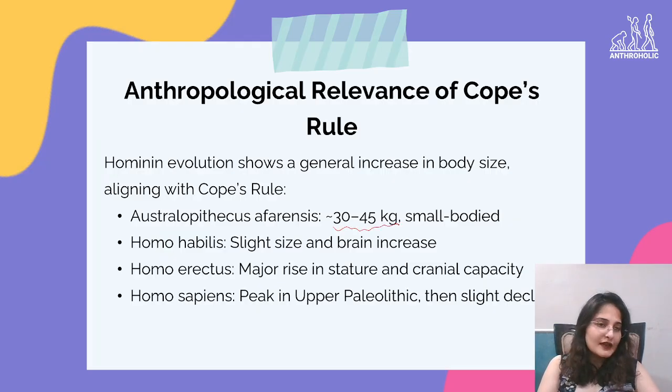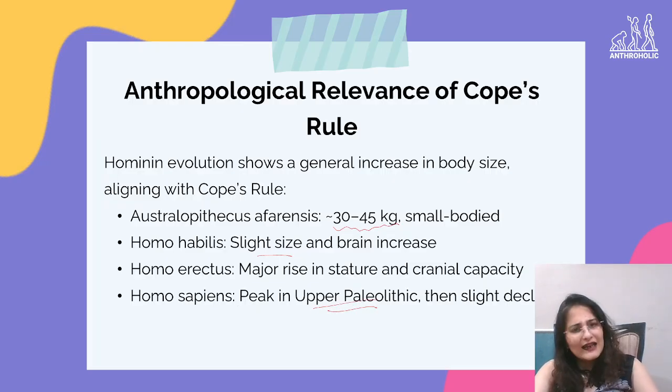They were small bodied. Then came Homo habilis, with slight size and brain increase. Homo erectus, a major rise in stature; the cranial capacity increased, the brain size increased. And Homo sapiens are at the peak in the upper Paleolithic. There is a slight decline, but still it is there.